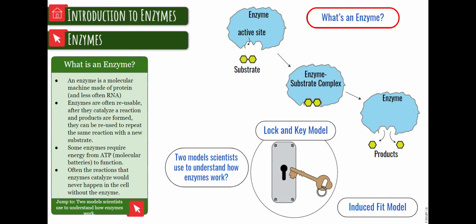They are reusable, so the beginning shape is the same as the end shape. They catalyze reactions from substrates or reactants into products and speed up those reactions. Some enzymes will require a little ATP to function, but often the reactions that enzymes catalyze wouldn't happen fast enough without the enzyme.